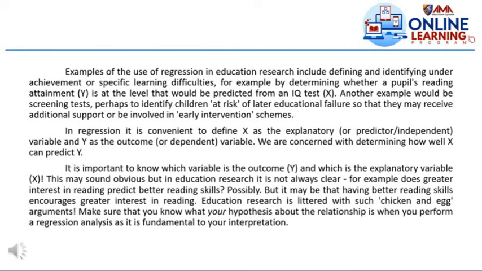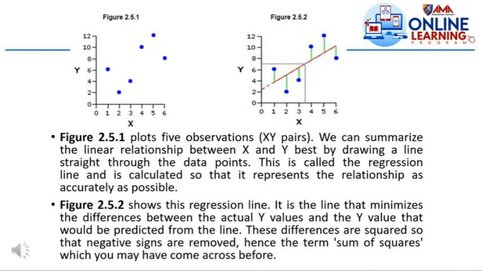So we are now trying to forecast, to predict, the value of the variable y given the value of the variable x. It is important to know which variable is the line that minimizes the differences between the actual y values and the y value that would be predicted from the line. These differences are squared so that negative signs are removed. Hence, the term sum of squares, which you have come across before.